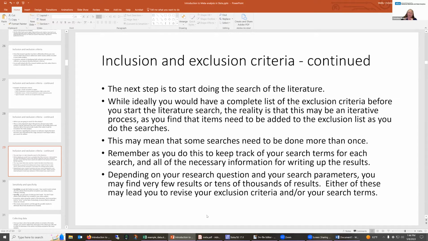That means some of the searches need to be done more than once. Keep track of your search terms and how many things were found with each of the search terms. Depending on whether you get lots or tens of thousands, you might have to reevaluate some things.